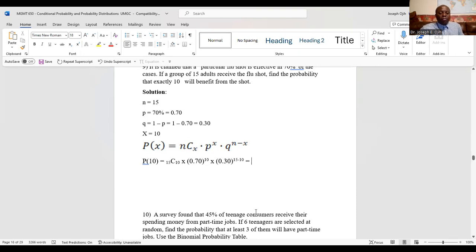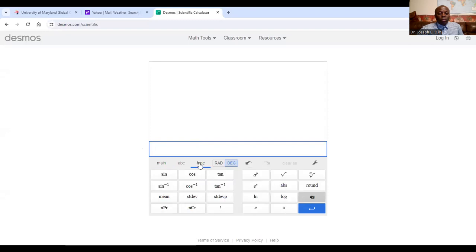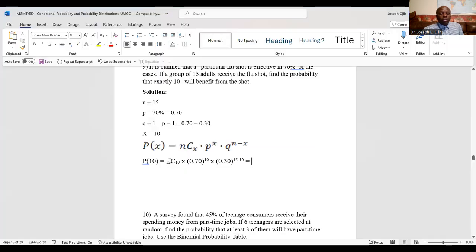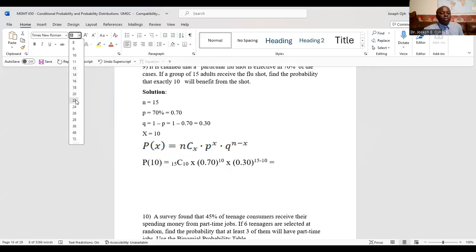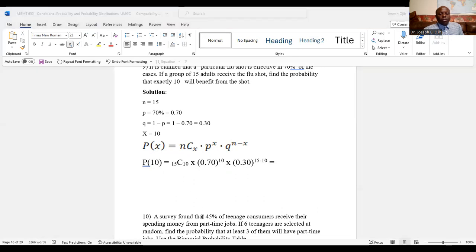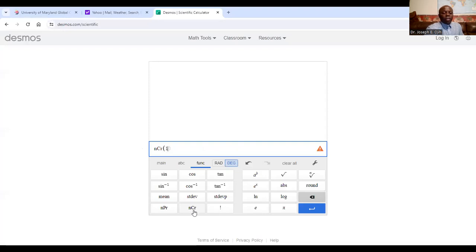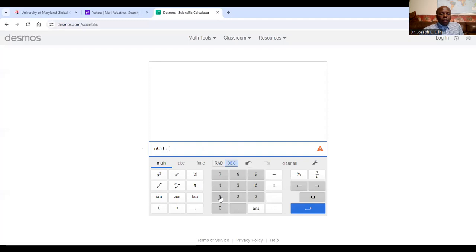So putting this on the calculator, this is my calculator here. For the combination, just go to the function. You can see NCR right here. 15 combination 10. I'm talking about this part. Let me make it bigger so you can see it properly. See, 15 combination 10. So you can get it from the calculator from right here, NCR, 15, comma, 10. Okay, I'll give you an answer right away.